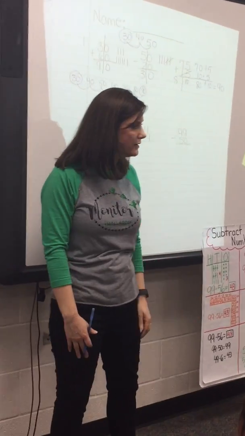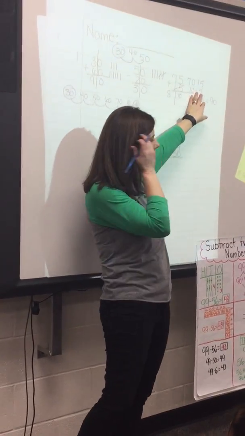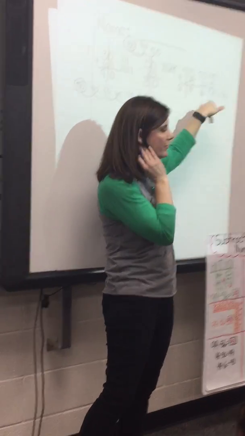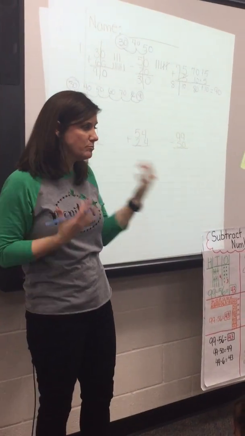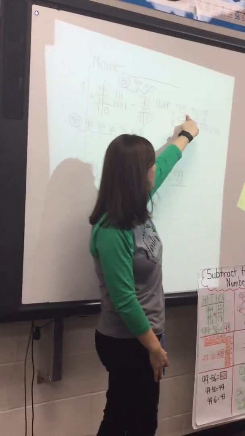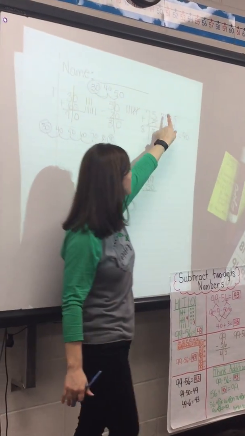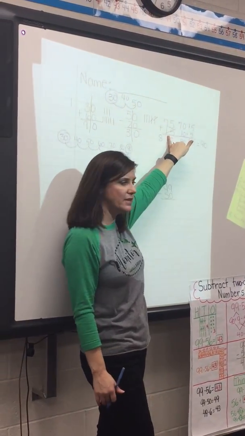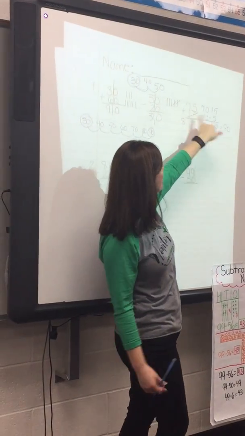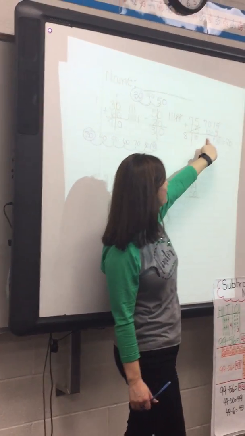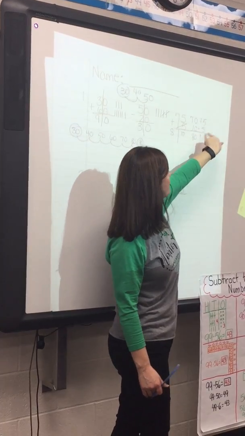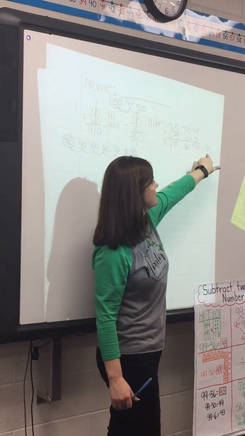The answer was 90. So we can decompose our numbers to make them into friendly tens so we can add and subtract a whole lot faster. Like 75, we can decompose that into 70 and 5. 15, Tosh, we can decompose into 10 and 5. 70 plus 10 is 80. 5 plus 5 is 10. And 80 plus 10 is 90.